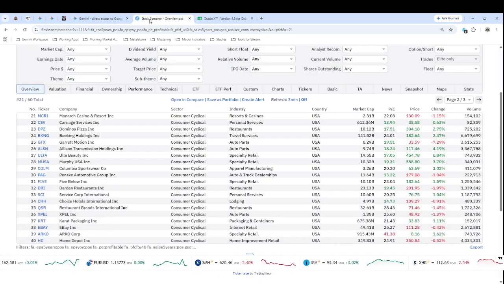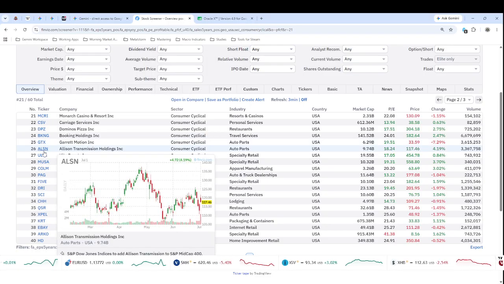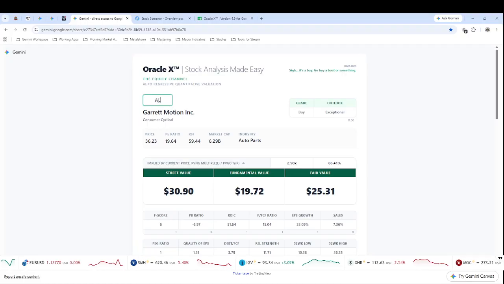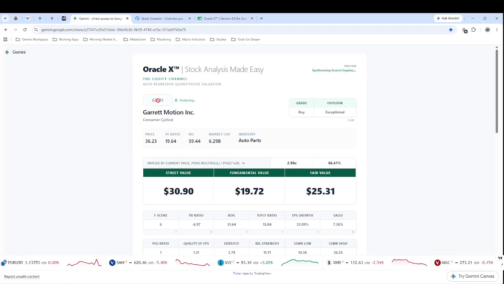Okay, let's go to who's next. Just moving through the list. Allison Transmission, ALSN. They look like they may be trading at a discount, you know. That stock don't look like it's been going much places. Let's keep cooking.